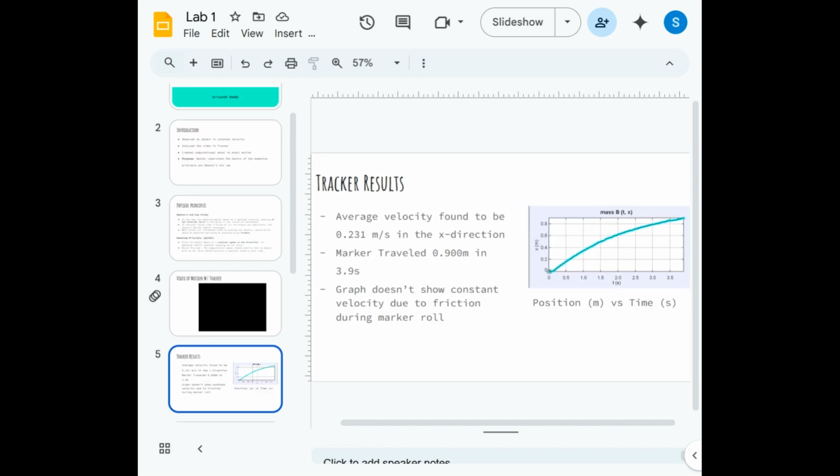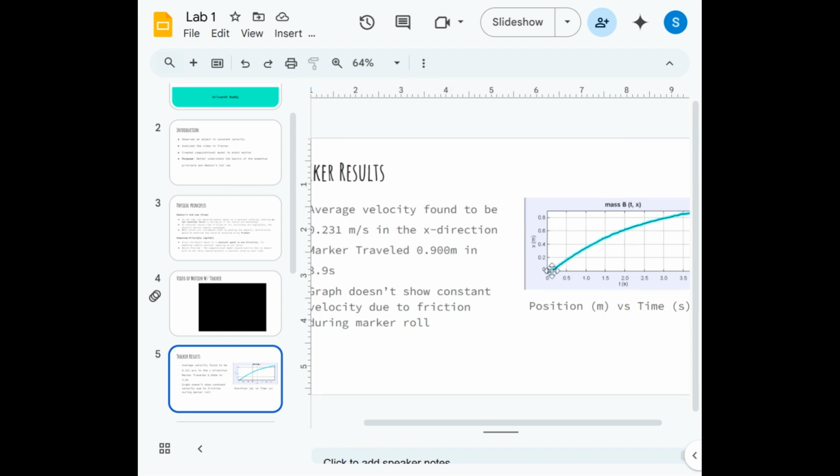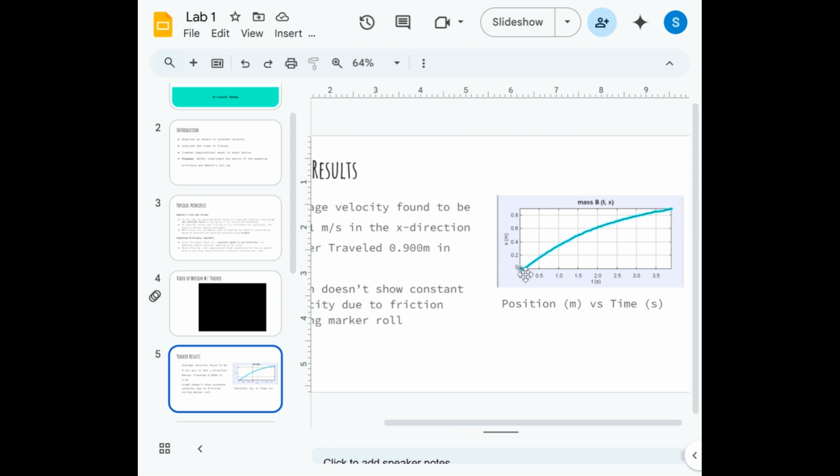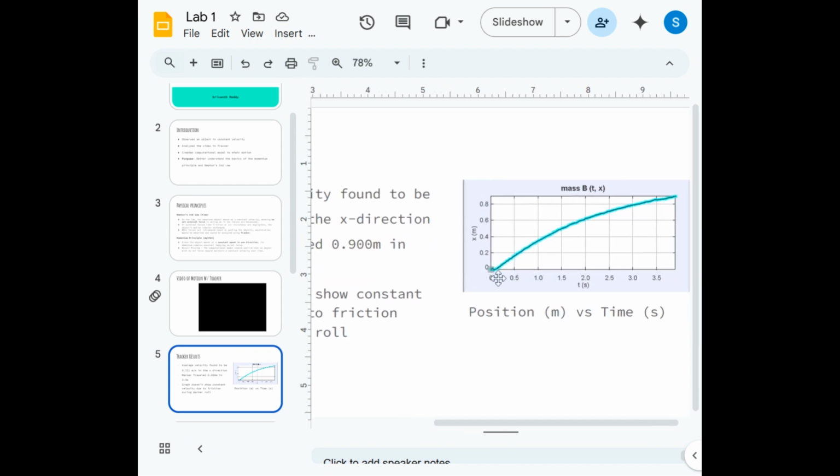The results that we gained from this is that the average velocity was 0.231 meters per second in the x direction, and the marker traveled 0.9 meters in 3.9 seconds. The graph here, position over time, was given to us in GlowScript. And as you can observe here, it is not a perfectly straight line. There is a curve to it, meaning that not all of it was constant over this time.